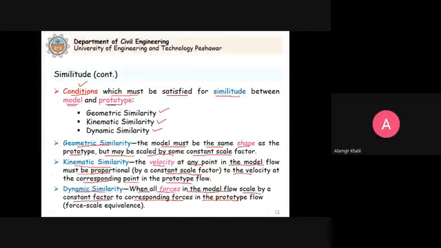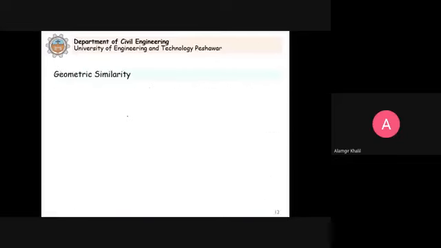prototype. So these are geometric similarity, kinematic similarity, and dynamic similarity. So now let us study these in detail. So geometric similarity means that the model and its prototype have identical shapes but differ only in size.